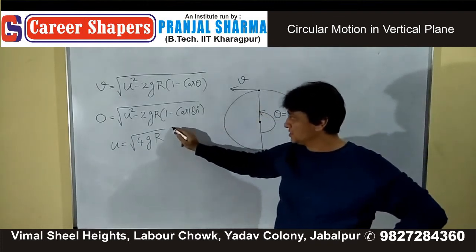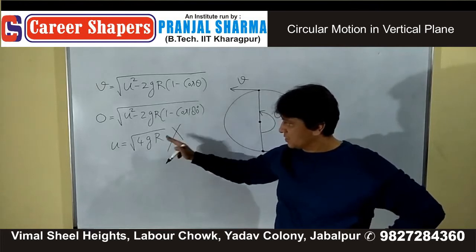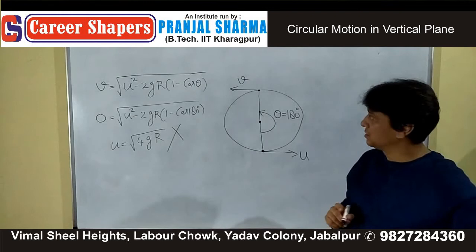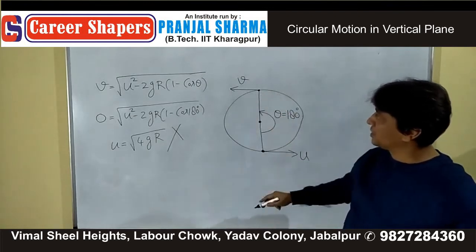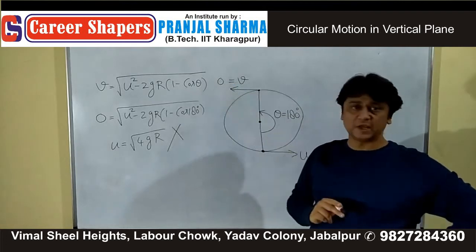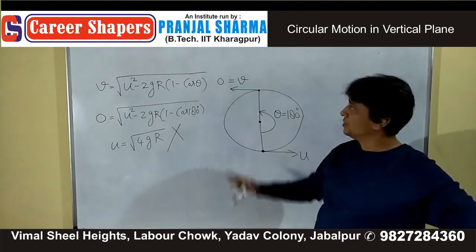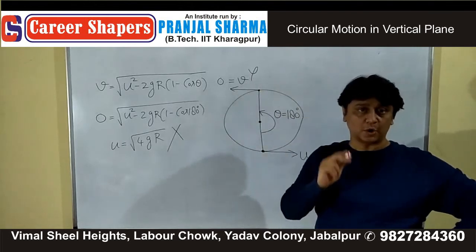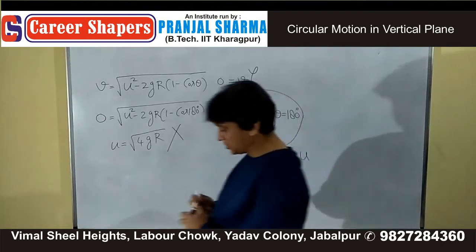But the problem is this answer is wrong. What is wrong? At the highest point, we are saying that v is what? 0. This is something which is not possible. Now, what's not possible? Look here.